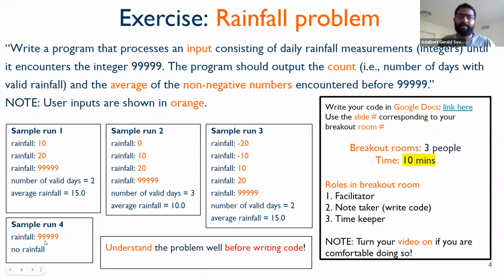Now, the next case: 99999. There is just one number right at the beginning, and that is the number to exit the program. In this case, the program should just print no rainfall.